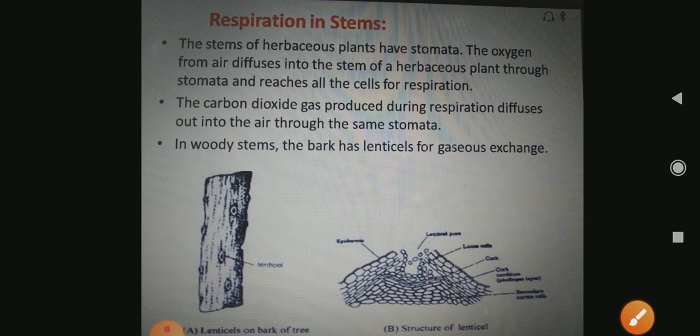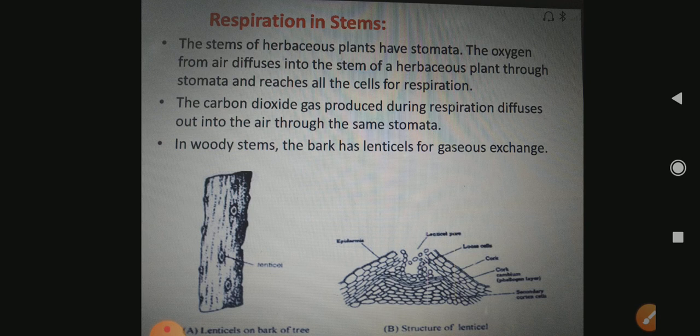Respiration in stems. How does respiration take place through the stem? Stems of the herbaceous plants, it means the plants which are herbs, we can say their stem is green. If the stem is green, then stomata are present there, and oxygen will diffuse inside through the stomata, only in green stems. Through the stomata it can take the oxygen inside, and the carbon dioxide which is produced inside is diffused outside through these stomata.